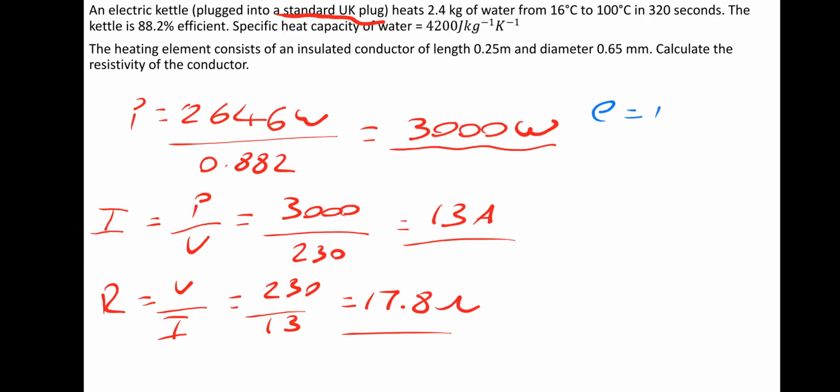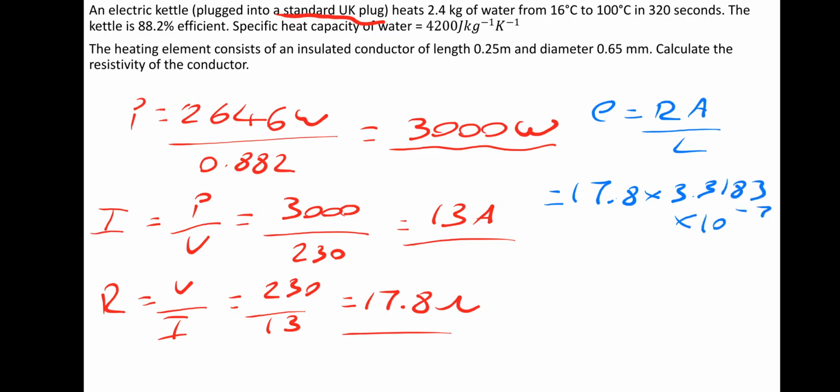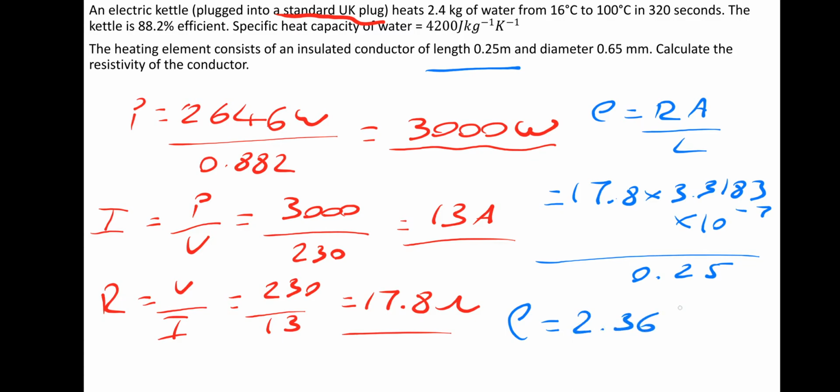So resistivity is RA over L. Now we can just put the numbers in. So we've got 17.8 ohms multiplied by the cross-sectional area from earlier, 3.3183 times 10 to the power of minus 7, divided by the length, which is the 0.25. And that gives a resistivity value of 2.36 times 10 to the minus 5 ohm meters.